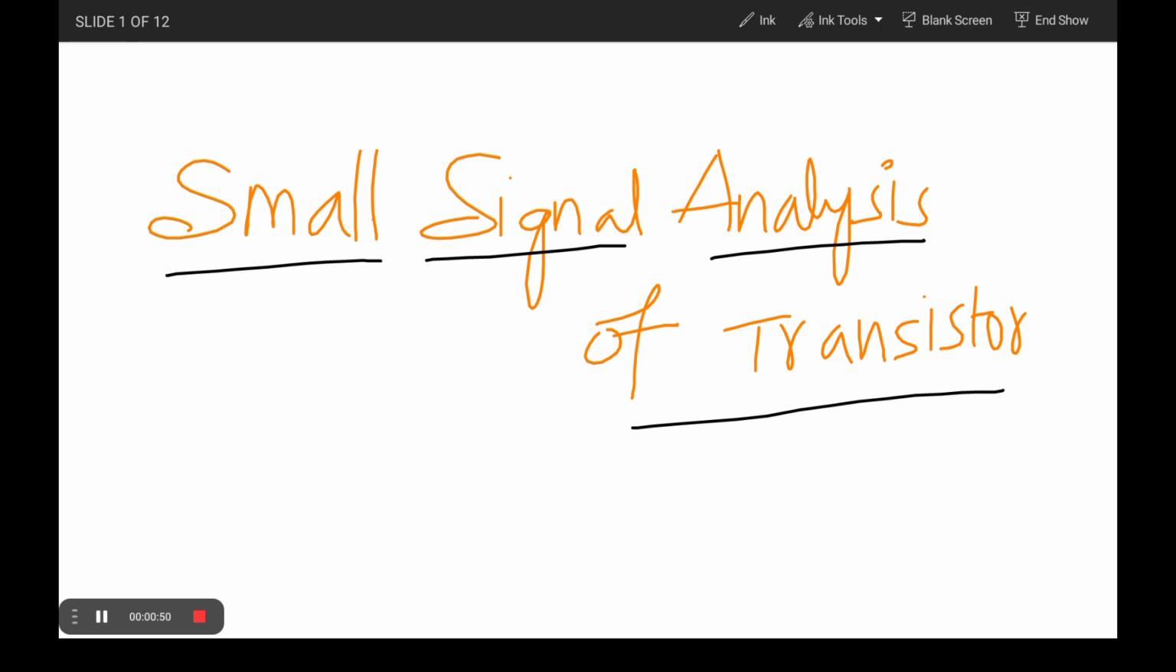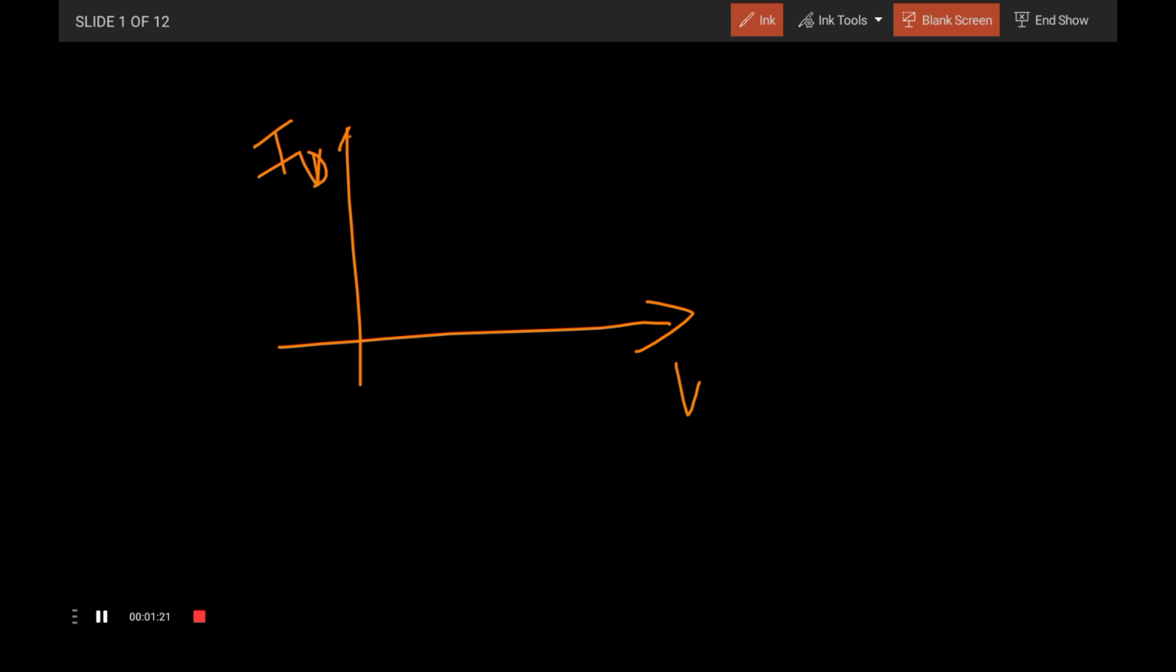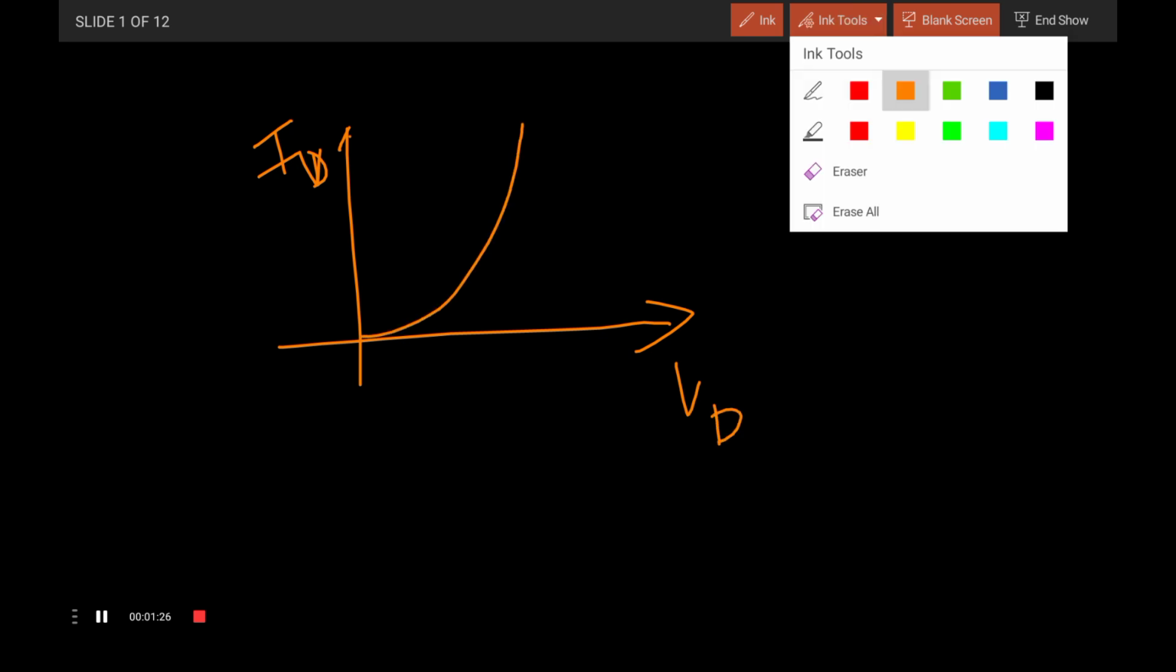So from the small signal analysis point of view, let us first see a brief recap of the diode. In the last video, we saw different types of VI characteristics of a diode in different situations. This is the IV characteristics of a PN junction diode. This is the diode current and this is the diode voltage. This is one graph, where the diode is non-conducting.